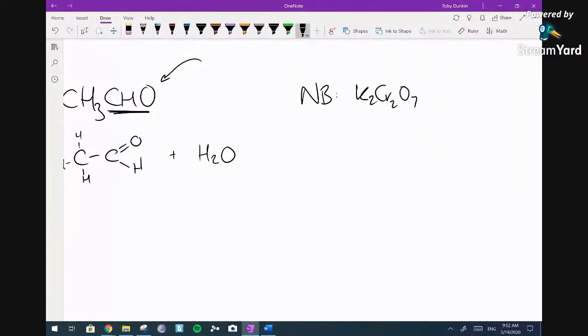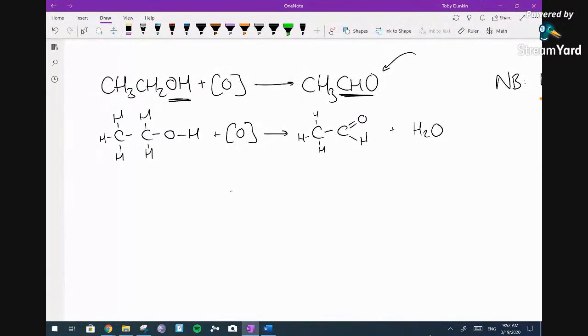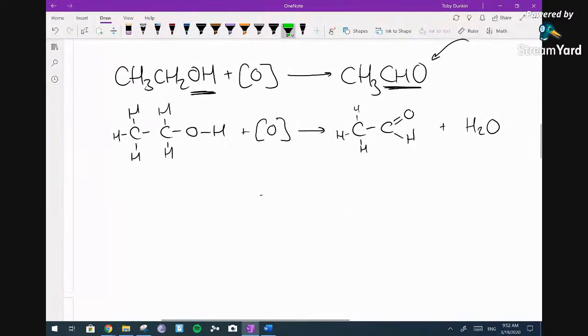K2Cr2O7. And the dichromate, the chromium, of course, is in a +6, and that's what gives it its orange color. That there is orange. And then that becomes chromium 3+, which is green. And that's all you need to know. That's it. You don't need to know anything else. And you'll notice the equation balances. The oxidizing agent takes the H's and becomes water.